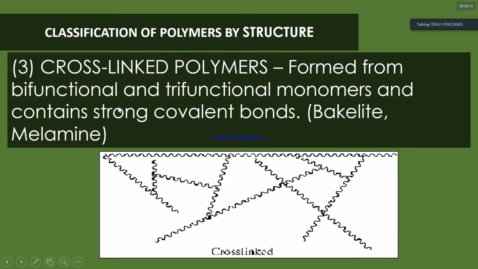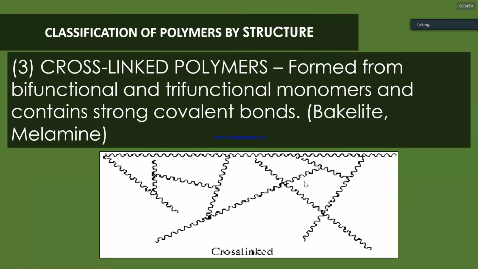Okay, bifunctional. What was bifunctional again? That is when both ends have functional groups. So for example, they form from bifunctional monomers. So when that happens, what are they? One characteristic is that they contain strong covalent bonds.